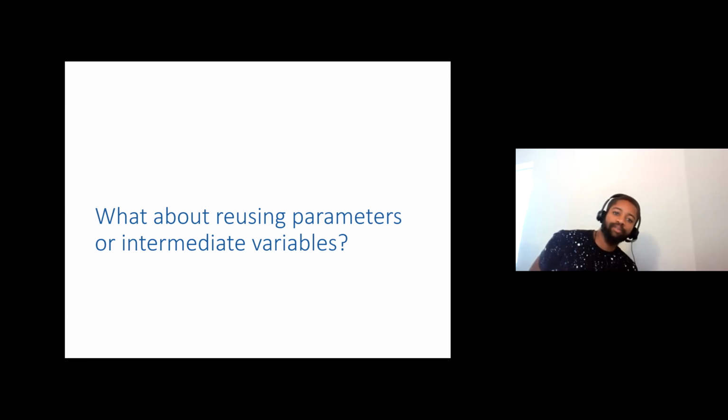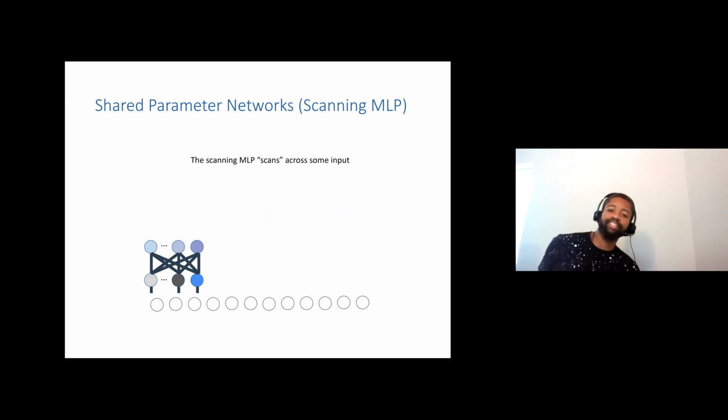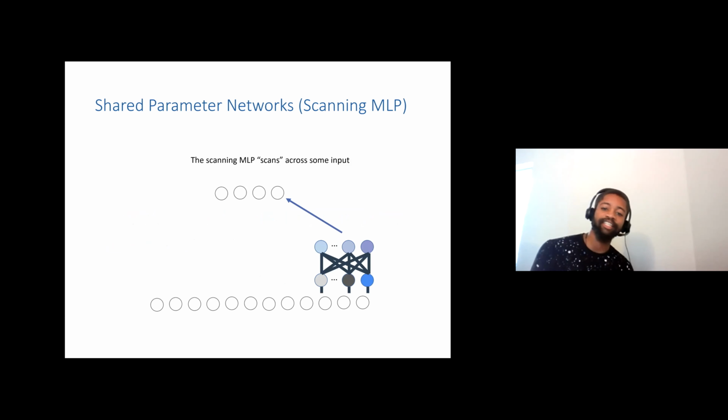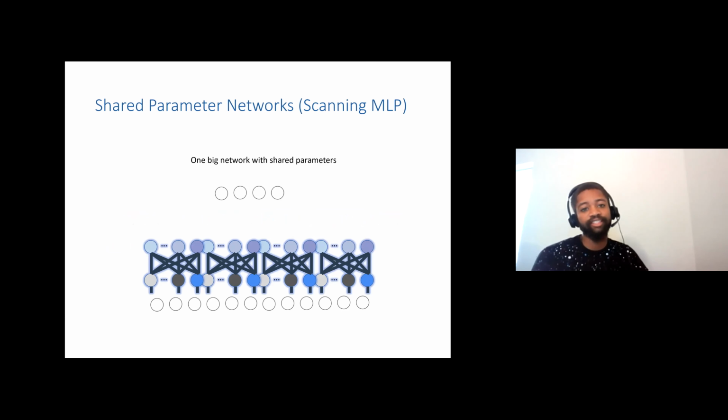So now, what about reusing parameters or intermediate variables? This will not be immediately applicable for part 1, but for homework 2 part 1, and especially for 3 part 1, it will be applicable. The example we're going to use here is a scanning MLP. This MLP is going to scan across some input. At the first position, we'll create an output, then at the second position, third position, and this last position. It could have a bunch of other positions as well; this is just for example. We can think about this as one big network with shared parameters.